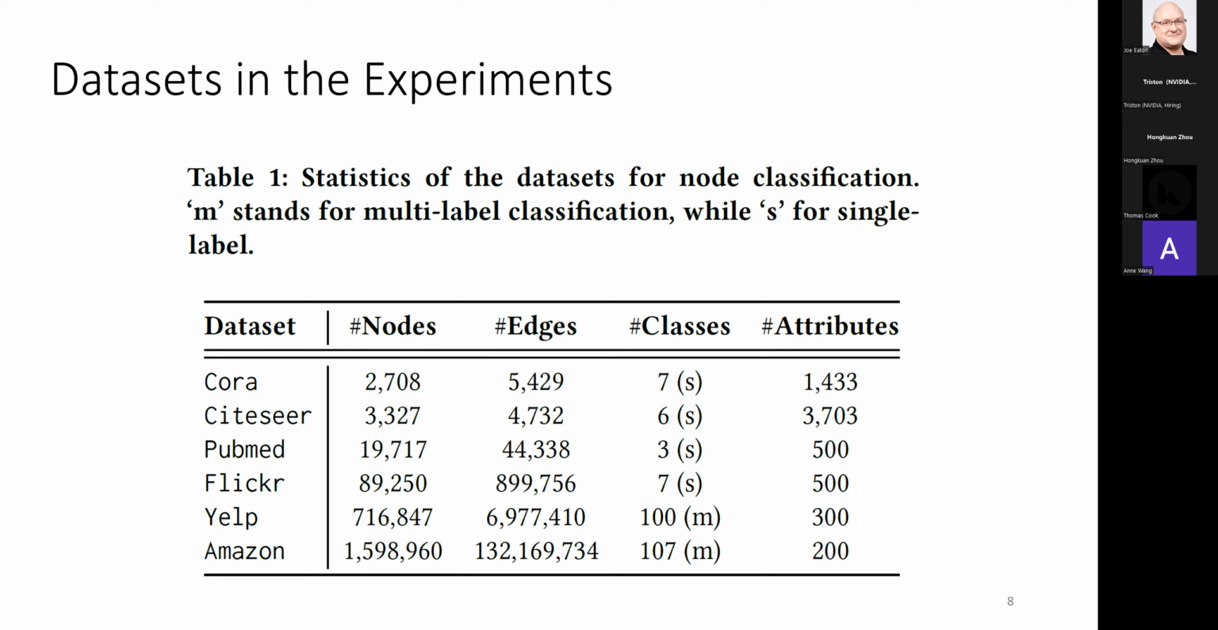For node classification, we use the standard benchmark datasets, Cora, Citeseer, Pubmed, Flickr, Yelp, and Amazon for evaluation. The first three are citation networks, where each node is a document and each edge is a citation link. In Flickr, each node represents one image, and an edge is built between two images if they share some common properties. Each of them contains an unweighted adjacency matrix. The statistics of these datasets are summarized in this table.